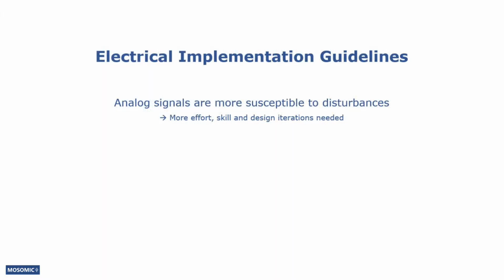Okay, now that we know the goals for the electrical implementation, let's see how we can reach those goals. Analog signals are more susceptible to disturbances than digital signals. Therefore, achieving a high-quality, disturbance-free analog microphone electrical implementation typically takes more effort than designing in a digital microphone. Due to the relatively unpredictable nature of some noise sources, such as RF interference, reaching a good design may require several design iterations and prototyping rounds.